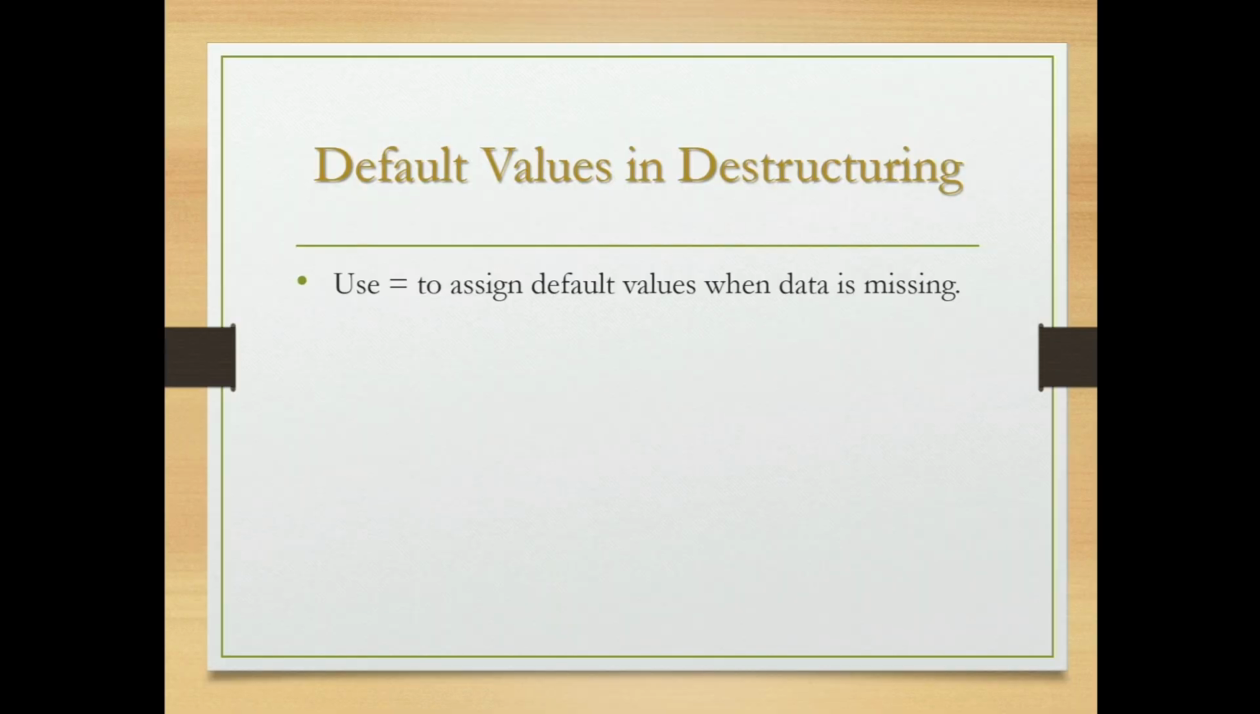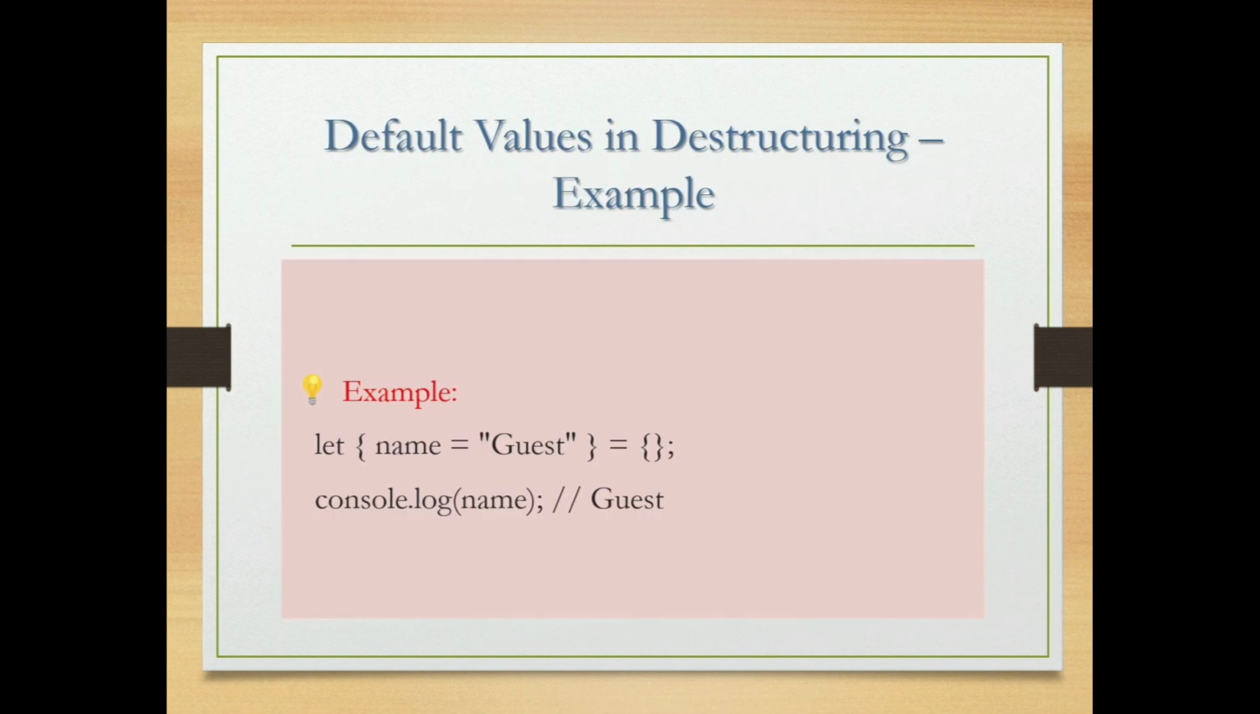Using equal to, we can assign default values when data is missing. Next we will see one simple example using default value in destructuring. Here I am taking default destructuring as name equal to guest. Here the default value I am taking is guest. Next I am printing that name, so it displays guest. Next we will see its execution.